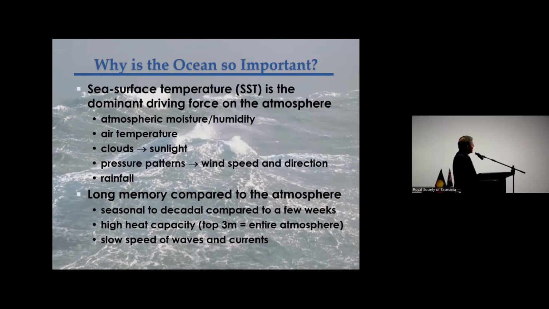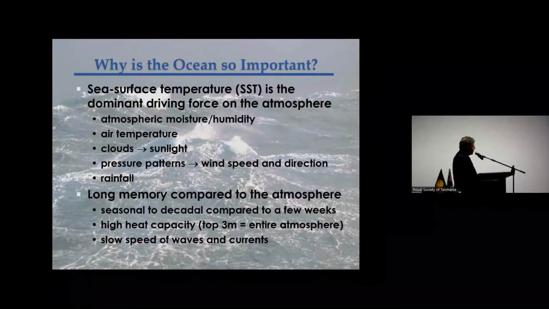And why is the ocean so important? Well, the atmosphere gets its driving force from the sea surface temperature because 70% or so of the Earth's surface is actually ocean. So it's constantly receiving an input from the ocean. It provides moisture, it affects the air temperature, clouds, and therefore sunlight, and all of those aspects build up to produce pressure patterns, which then give us our wind speed and direction, and weather systems producing rainfall.